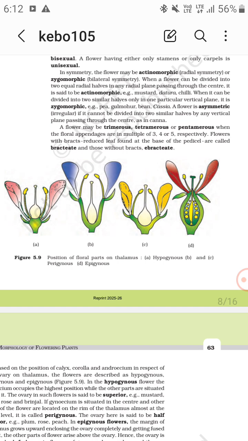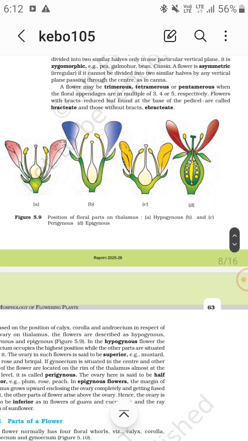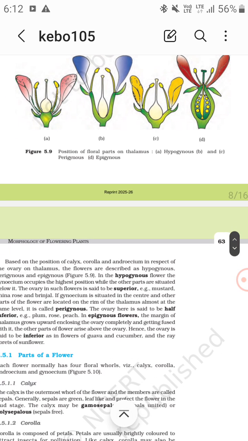Now flowers have bracts. Bracts are the reduced leaves found at the base of the pedicel. What is a pedicel? It is a stalk, the thalamus or receptacle, a kind of swollen end of a flower. At the base of the pedicel, flowers with bracts, which are reduced leaves, are bracteate, and those without bracts are ebracteate.